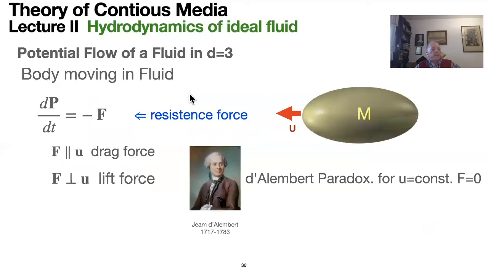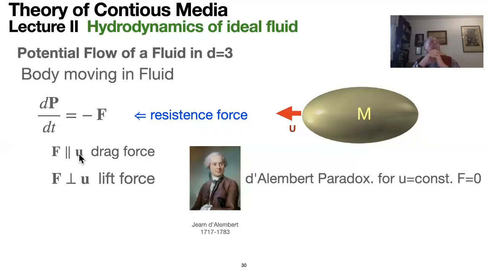This is the resistance force, and I have one other vector, U. So I can now look at this force F, the resistance force, in terms of its component which is parallel to the velocity of the moving body, plus a part of the force which is perpendicular to the velocity U. The part of the force F which is along the velocity U is called the drag force, because it's dragging the body back. And the component of the force F which is perpendicular to the velocity U is called the lift force.